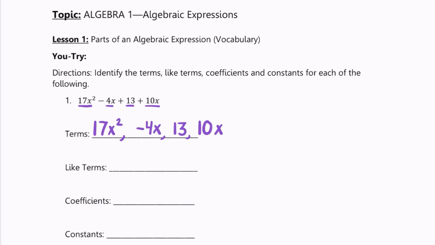Now, if we're looking for like terms, we're looking for things that have the same variable and the same exponent on the variable, or things that are constants. All constants are like terms. So we see we have an x squared, but we don't have any other x squared. And then we see we have an x term. We have negative 4x and we have 10x. So those would be like terms.